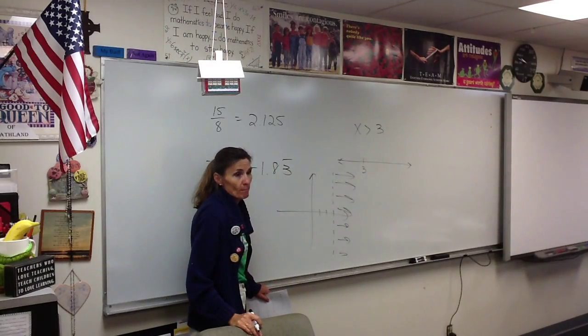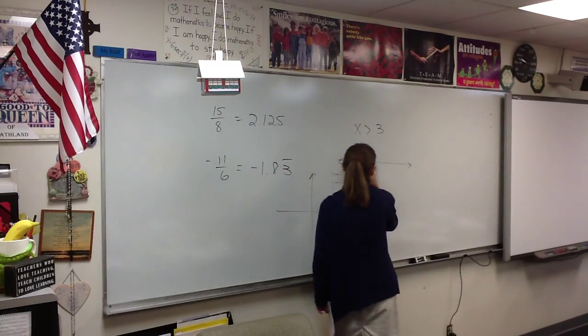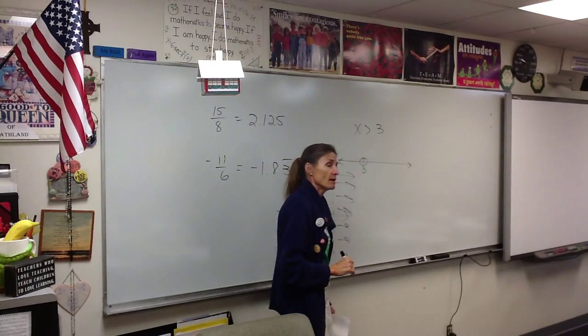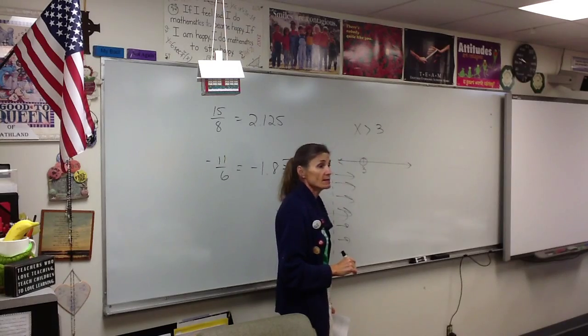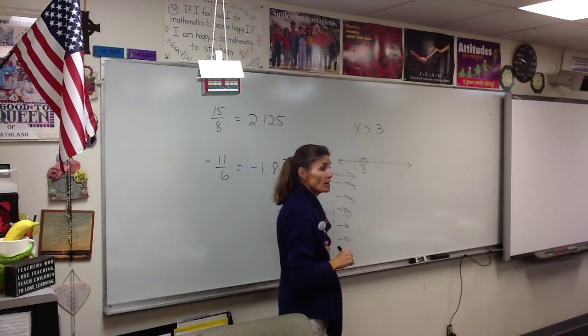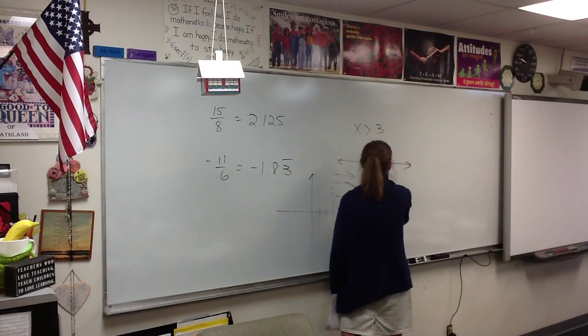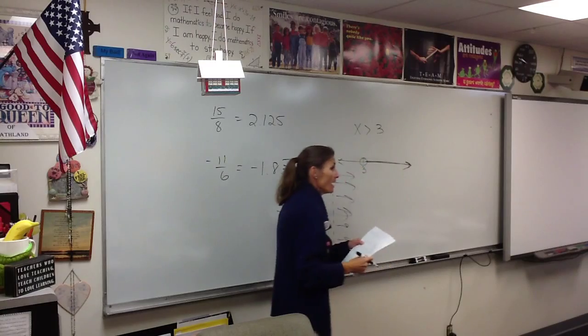What do I do on the number line? You circle the 3 and then go? And do I close that dot in, or am I going to leave that open? I'm going to leave that open because it's not an or equal to, right? And then which way do I shade on my number line? To the greater than, right? To the right. Everybody okay with that?